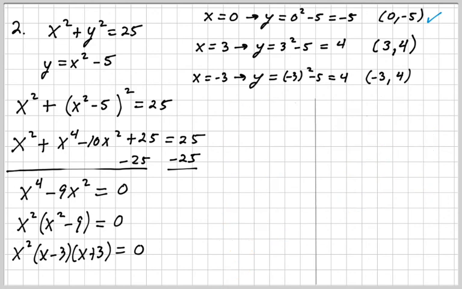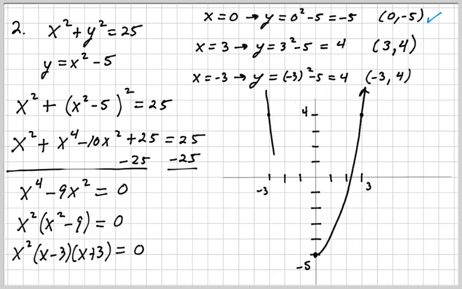All right, and let's go ahead and graph those. So first thing we're going to do is graph the parabola. And we actually have 3 points there. We got 0 and negative 5. And then we have the point 3 and 4. And we have the point negative 3 and 4. And so there is our parabola of y equals x squared minus 5.